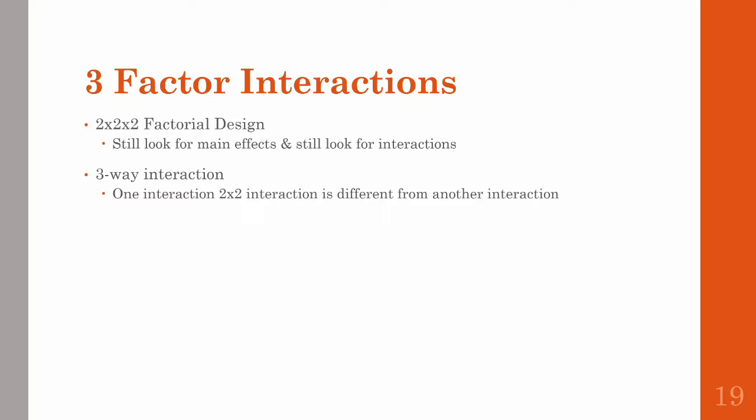It is entirely possible to have interactions between experiments that have more than two factors, that have three factors. In those designs, you still look for main effects and you still look for interactions. And a three-way interaction is generally interpreted as a 2x2 interaction that is different than another interaction.